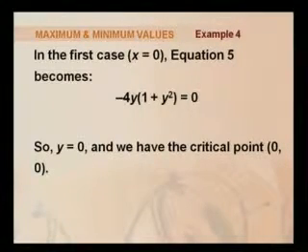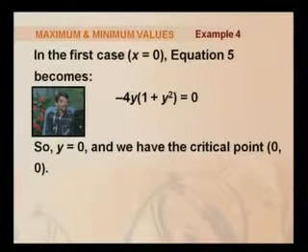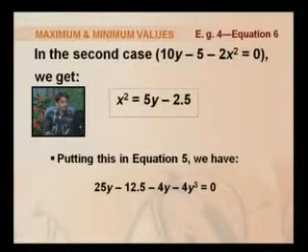In the first case, if x is equal to 0, then equation number 5 becomes minus 4y times (1 plus y squared) is equal to 0. So y is equal to 0, and we have the critical point 0 0. In the first case, taking x equal to 0, we get y equal to 0, so the critical point is 0 0.